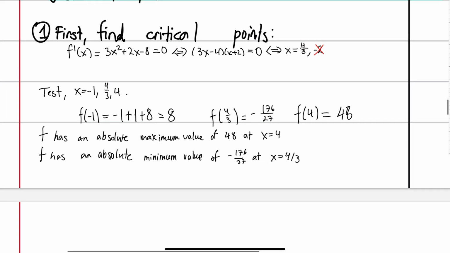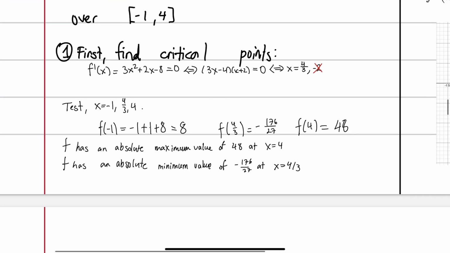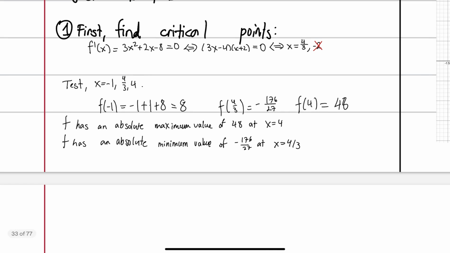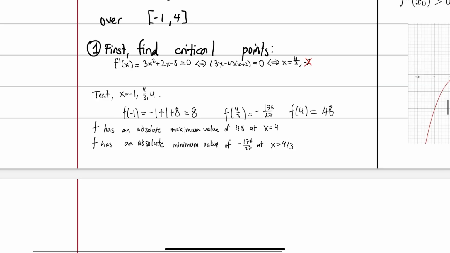Write that, okay? Now we have f of -1. We plug that in, we get 8. f of 4/3 is this thing, and then f of 4 is 48. So what do we get? We have f has an absolute max of 48 at x equals 4. If you write that, you cannot lose points. Just write it has an absolute maximum value of whatever at the point. f has an absolute minimum value of whatever at the point.